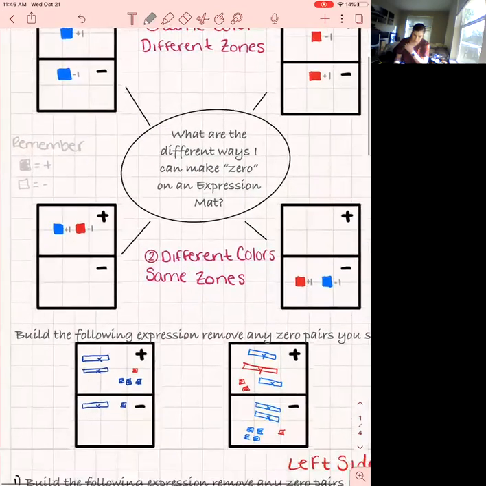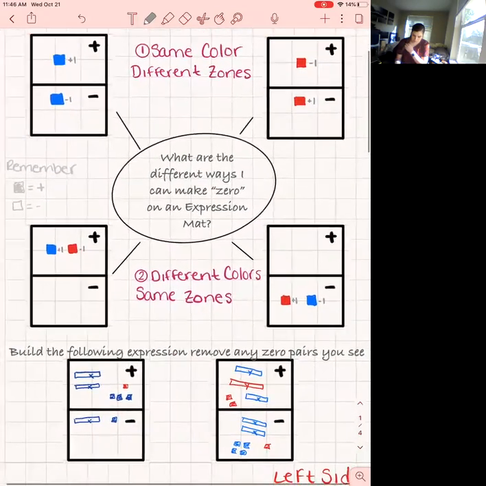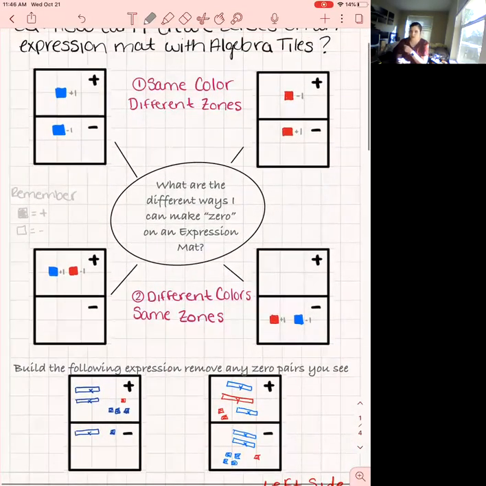So if we were to look, go ahead and pause here. This is the bottom of your right side. We're going to do 2 practice problems together. It says build the following expression and remove any 0 pairs. So we're going to go ahead and have you pause here, get this copied down, and then we can do this work together.